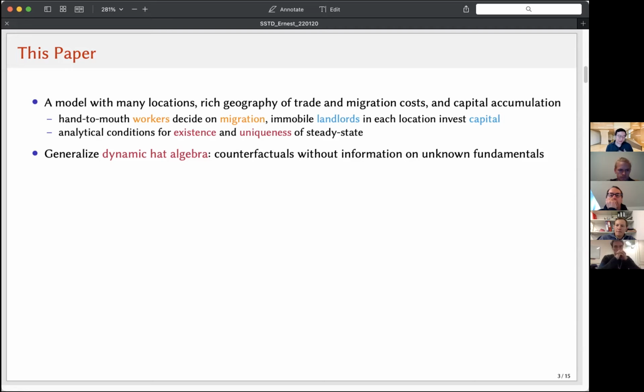So we're going to analytically provide conditions for the existence and uniqueness of steady state, and generalize the dynamic hat algebra so that we can compute counterfactuals without information on the unknown fundamentals. So if we look at the observed trade and migration across US states, and we want to ask, well, what if New York productivity improves by 10%? What if Austin, Texas productivity declined by 10%? How would that change the migration and capital accumulation patterns? We can compute those based on observed trade and migration as sufficient statistics, without knowing the fundamentals of the economy, without knowing the levels of productivity or trade frictions and so on.